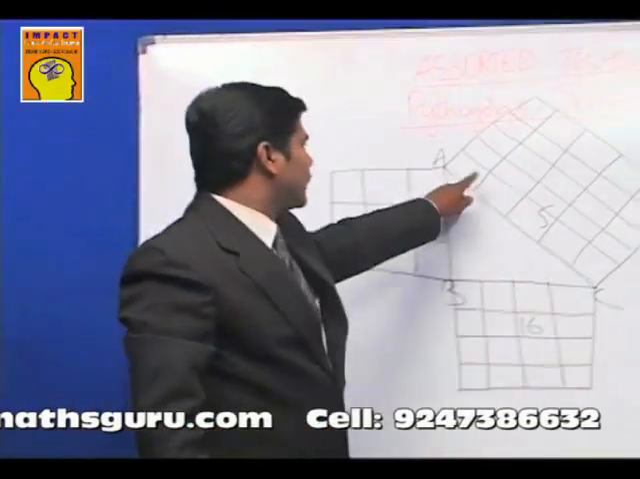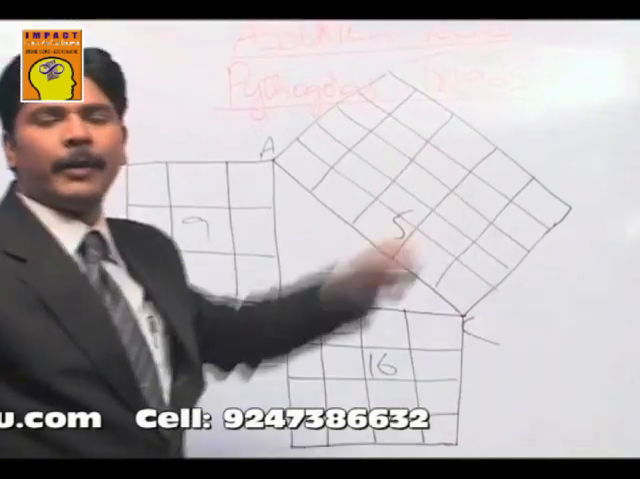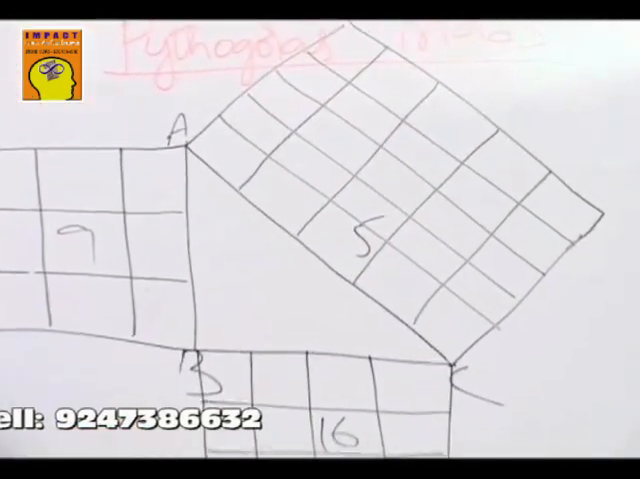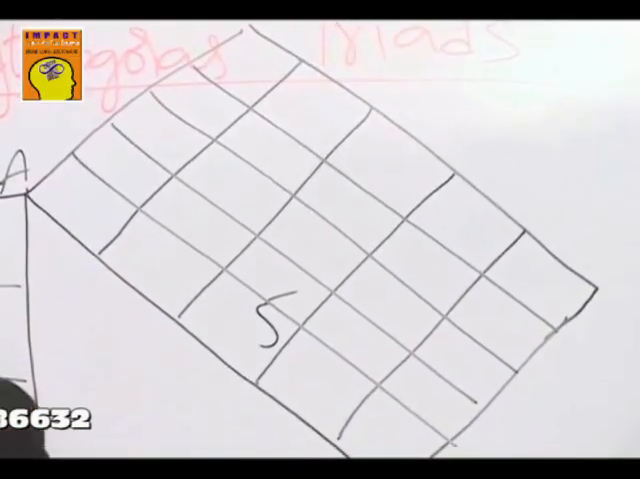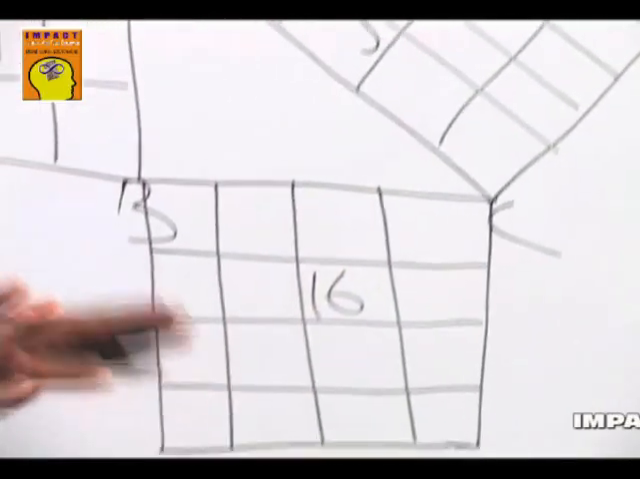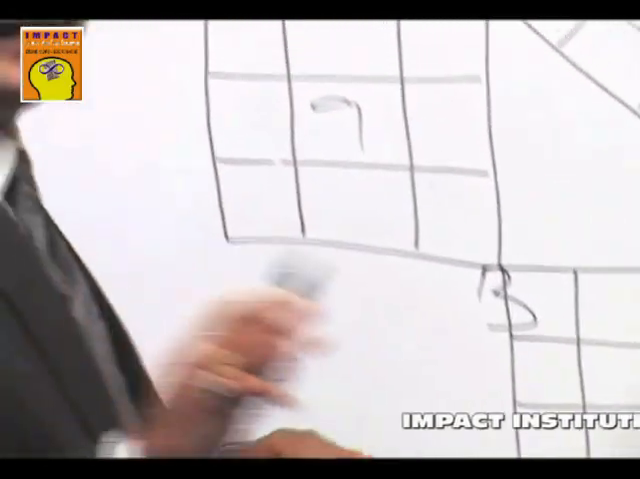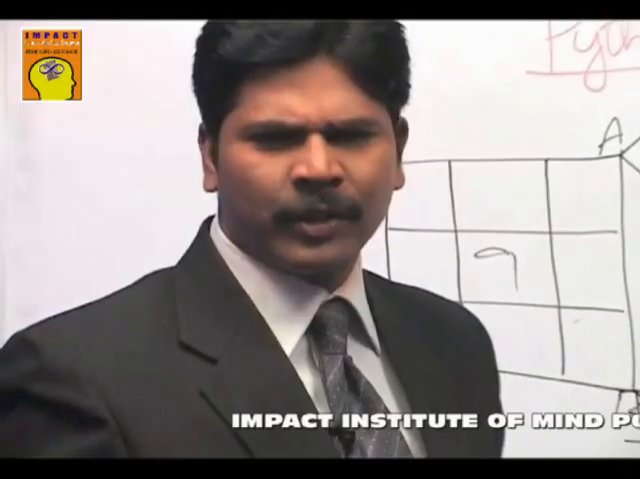Now count how many boxes in AC. There will be 25 boxes. So that's it. That is Pythagoras theorem. Now I think you understood Pythagoras theorem in a simple language. Generally, in our general way, we understand that AB square plus BC square is equal to AC square. That's all. Nothing beyond that.